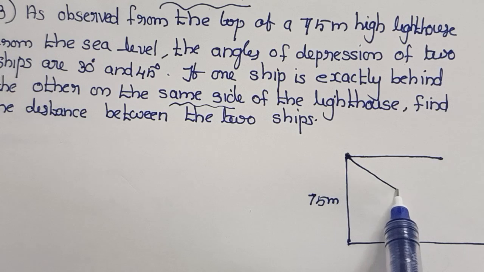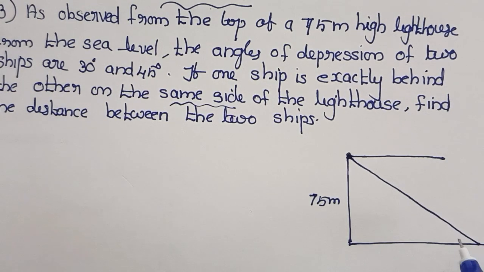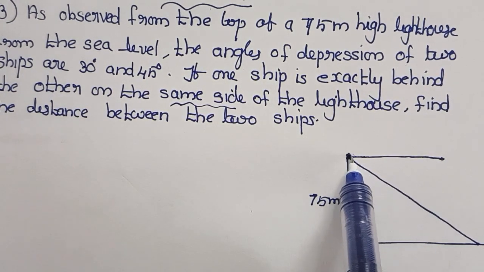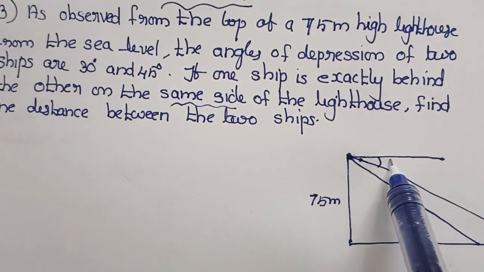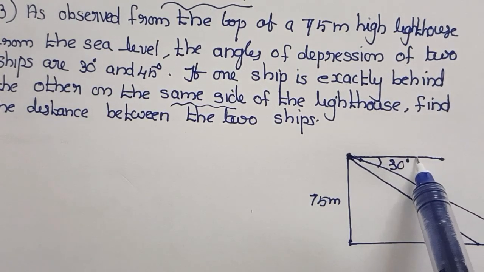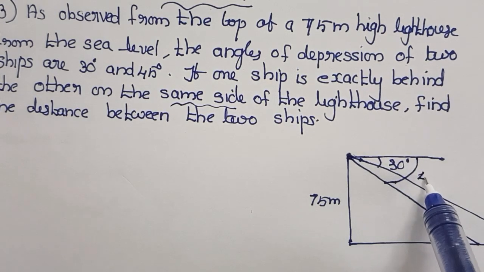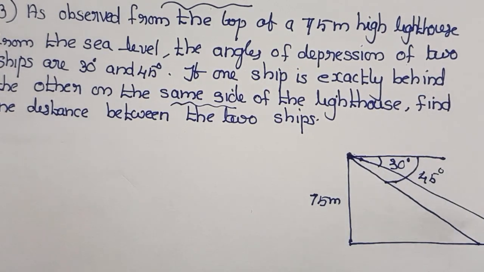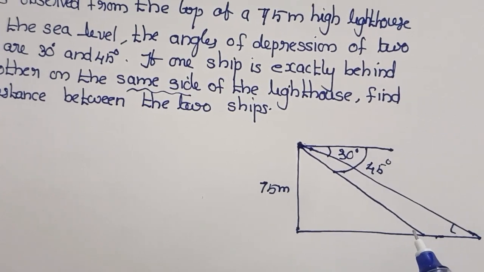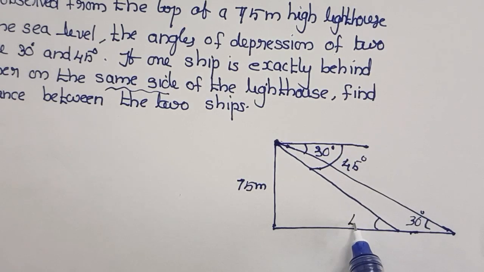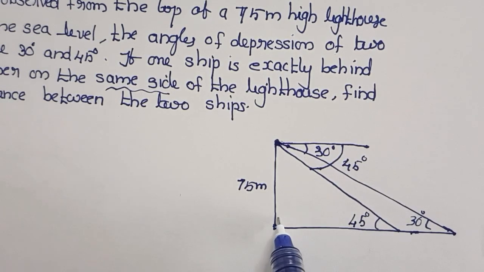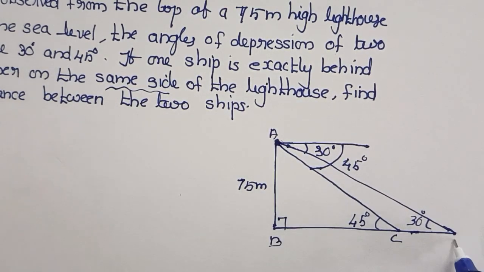From that, the angle of depression of the first one is 45 degree and the second is 30 degree. So this angle equals 30 degree, and from the horizontal line the second angle equals 45 degree. By using the alternate interior angle theorem, we get here 30 degree and this one will become 45 degree. There are two right triangles, ABC and ABD respectively.